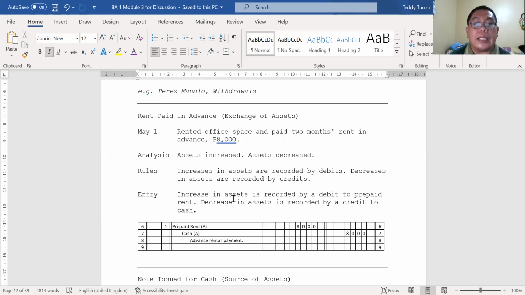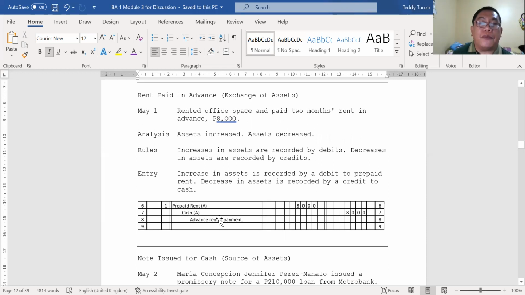Rules: increases in assets are recorded by debits. Decreases in assets are recorded by credits. So as I said, if the normal balance of that account is debit, decreases would be the reverse or the opposite, which is credit. So debit to prepaid rent for 8,000 and credit to cash.